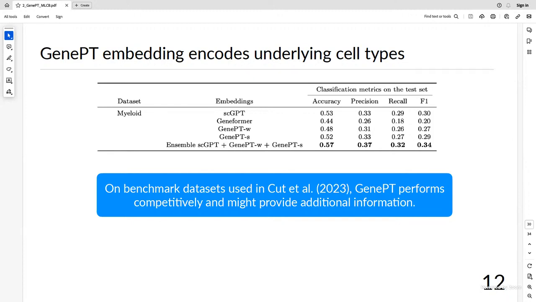And what we're showing here is that if we ensemble the predictions we get from these different sources, we do seem to get better performance, at least on some of the data sets that we've looked at for cell type annotation tasks.